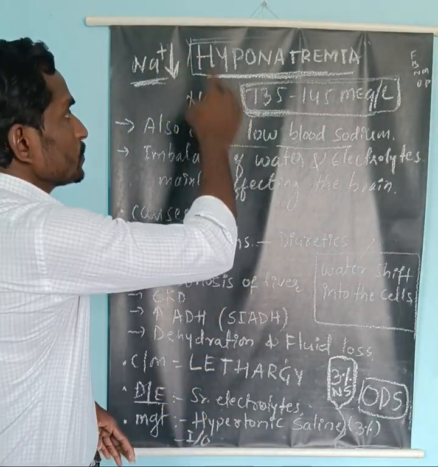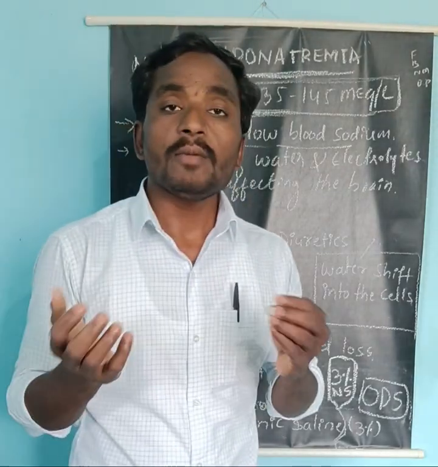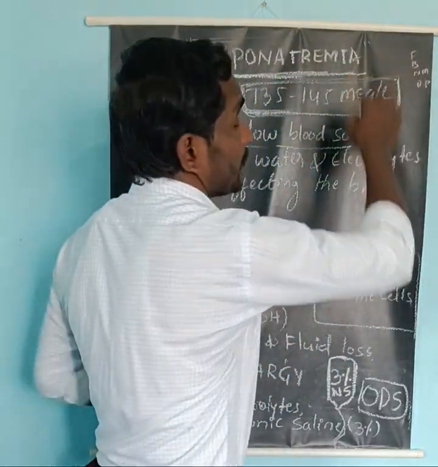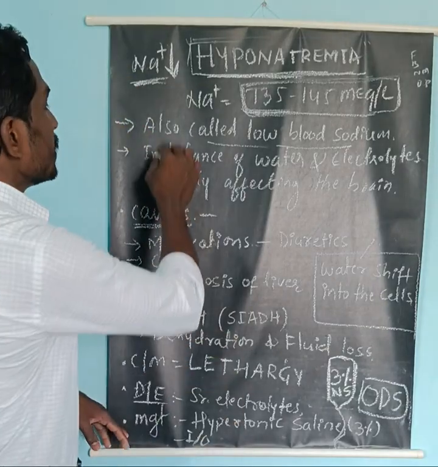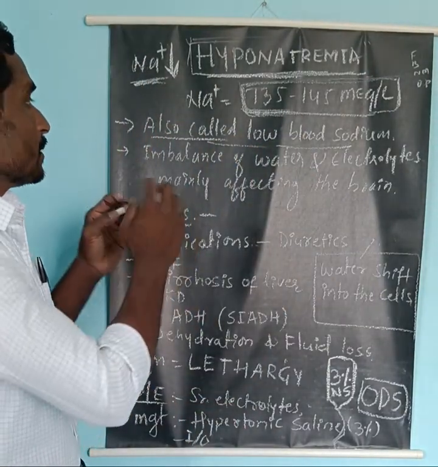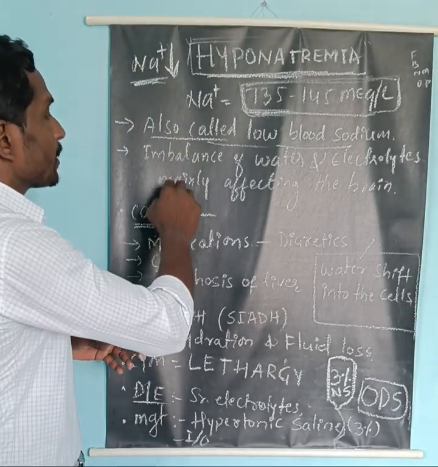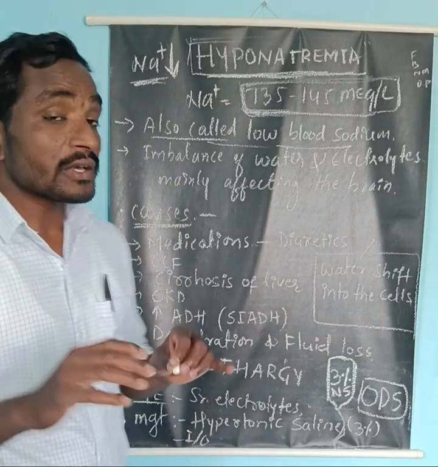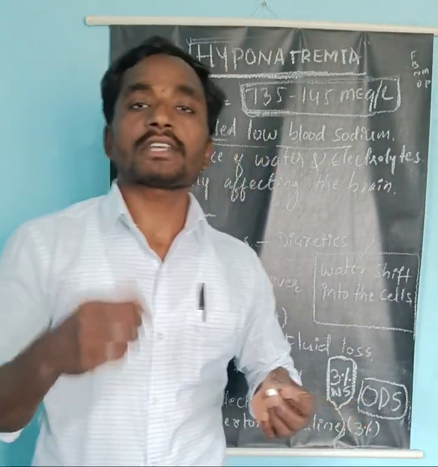Now, what is hyponatremia? Hypo means below or low. Natremia means the blood sodium level. So we also call it low blood sodium level. What happens in hyponatremia is an imbalance of water and electrolytes, which mainly affects the brain. It may cause cerebral edema.